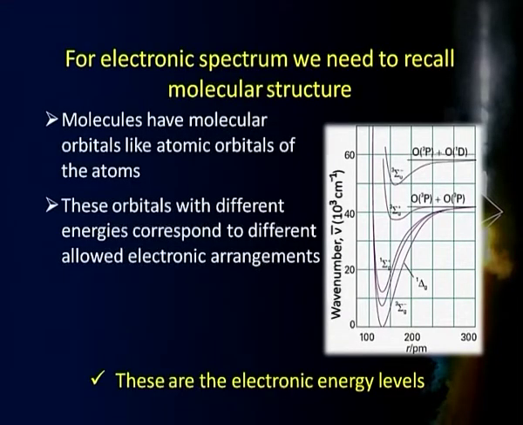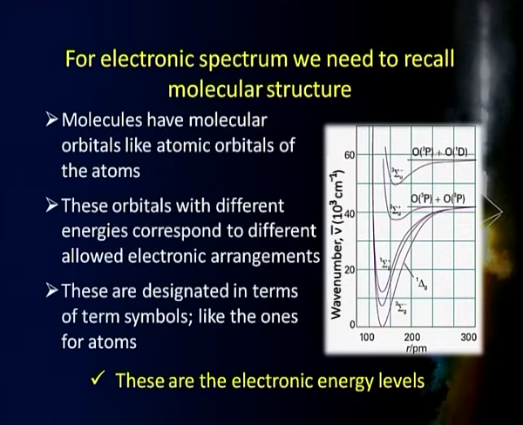Basically, they refer to different types of electronic arrangements around the nuclei in a molecule, and these are designated in terms of term symbols. Like in atoms, where the different energy levels are characterized in terms of atomic term symbols, in molecules we have molecular term symbols. We will not be spending time on that, but we presume that we have gone through this at some stage, and we are a little familiar with the molecular term symbols.